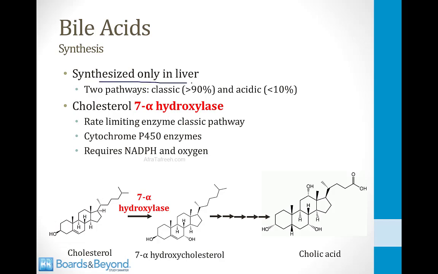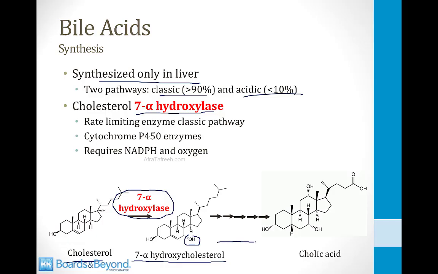And bile acids are synthesized in the liver from cholesterol. There are two synthesis pathways. The classic pathway is the major pathway. There's also a minor pathway called the acidic pathway. The rate-limiting enzyme for the classic pathway is 7-alpha hydroxylase. It takes cholesterol molecules and adds a hydroxyl group to the 7-carbon, hence the name 7-alpha hydroxylase. It creates a molecule called 7-alpha hydroxycholesterol.